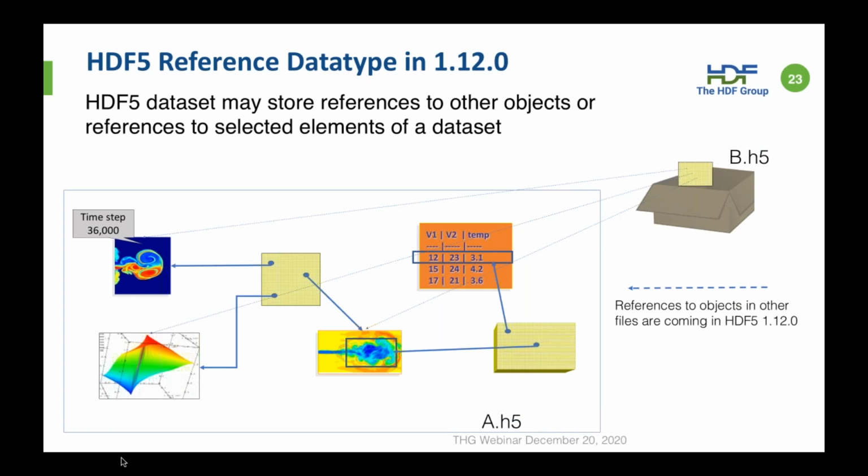So in this picture, you see that we have datasets that have references to regions and to objects that are stored in the same file. But now we have an external HDF5 file, and there is a dataset that can point to different objects in file A.